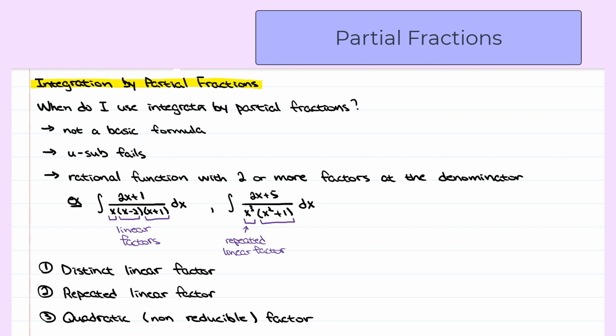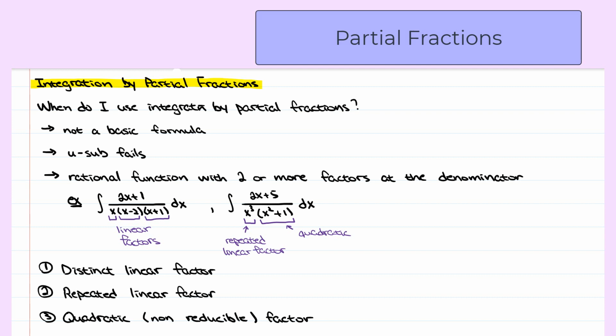And the third case is when you have a quadratic non-reducible factor. For example, the x squared plus 1 in the second example. So how do you use the partial fraction decomposition?